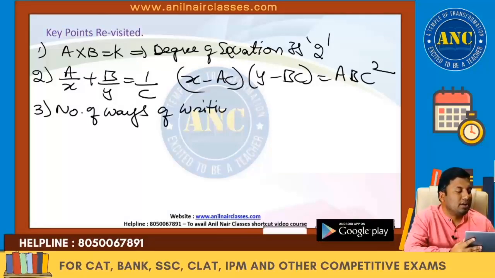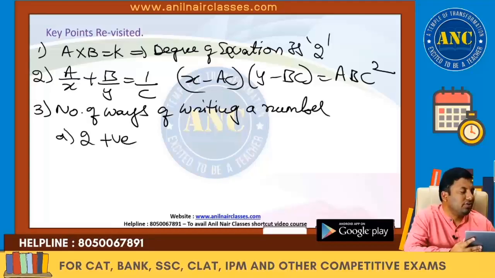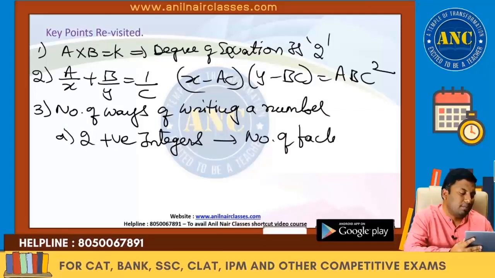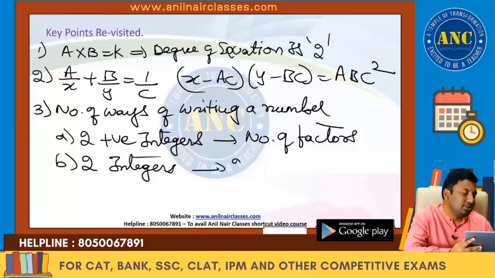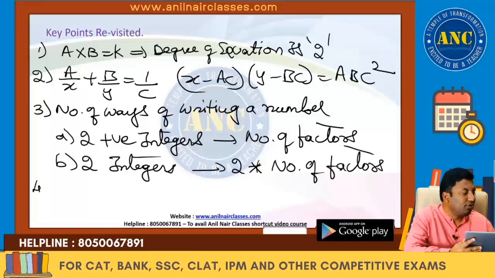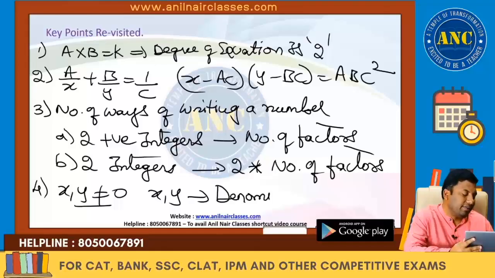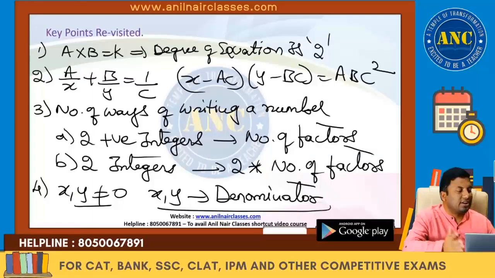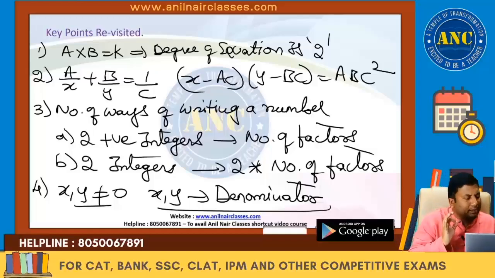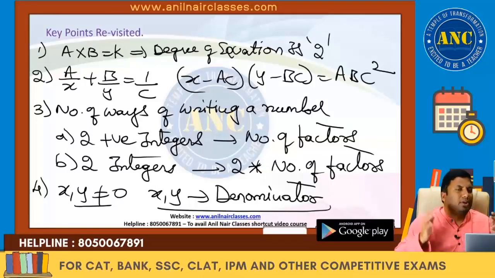Third: the number of ways of writing a number as a product of two positive integers is the number of factors. As a product of two integers, it is twice the number of factors. And fourth: x and y cannot be 0 if x and y are present in the denominator. These 4 key points are extremely important. If you know any of these four key points, you will be able to solve the question orally.